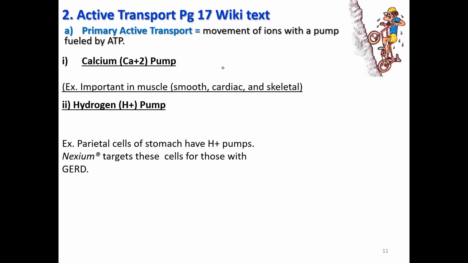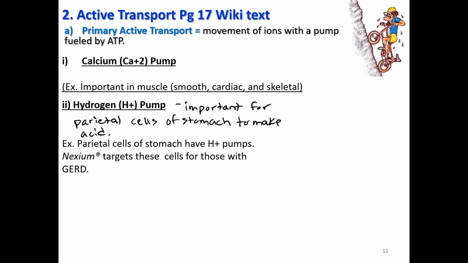Okay. The next pump is a hydrogen ion pump. It pumps hydrogen ions. Hydrogen ions are acidic. I think I mentioned it when I talked about pH in chapter 1. So here's an example. Important for parietal cells of the stomach to make acid. Those cells pump hydrogen ions to make hydrochloric acid, HCl.